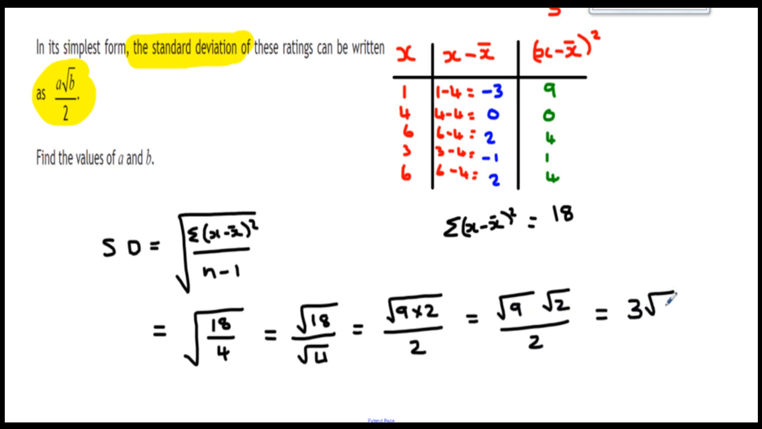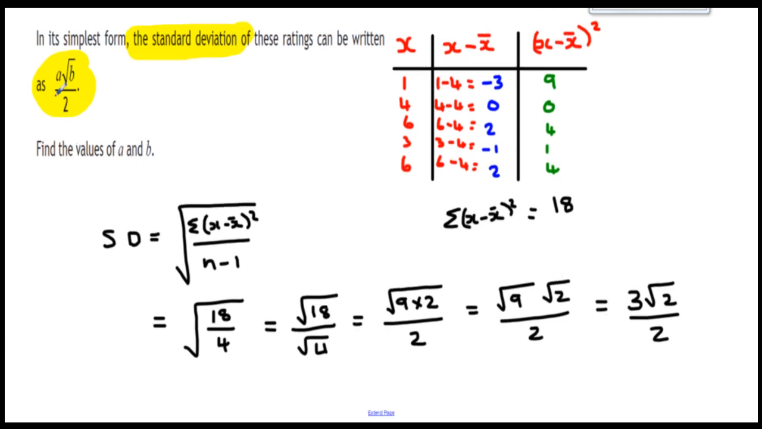Now compare it to the answer up here. A root b over 2, so we've got over 2, so all I have to now do is to show that a is 3 and up here b is equal to 2, and write that down clearly. So a is equal to 3 and b is equal to 2, and underline your answers.